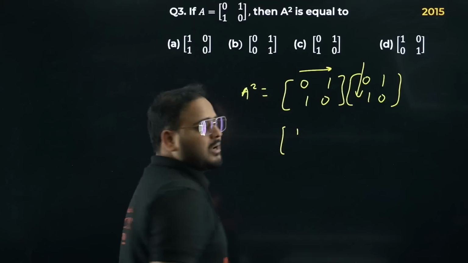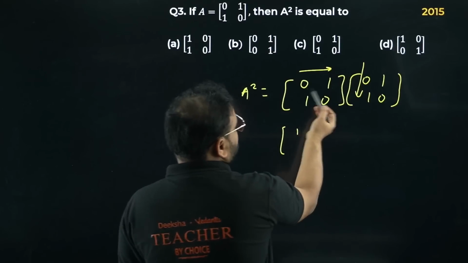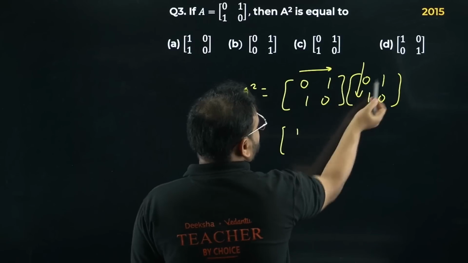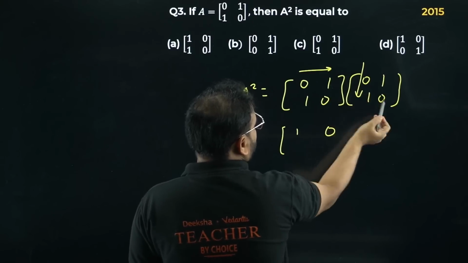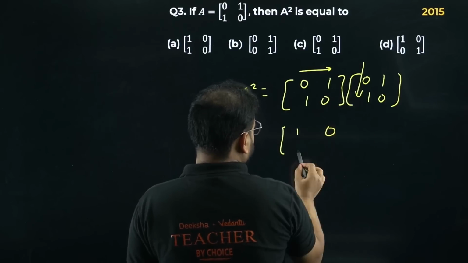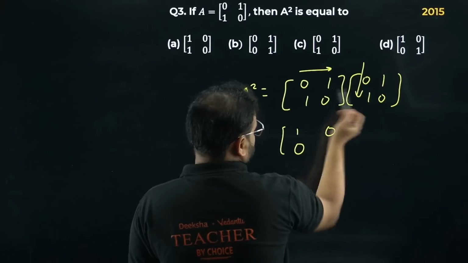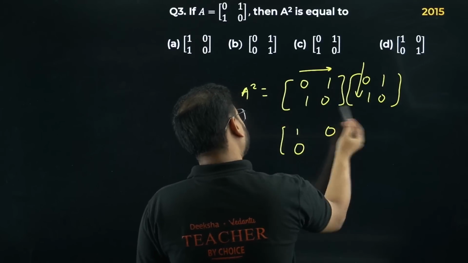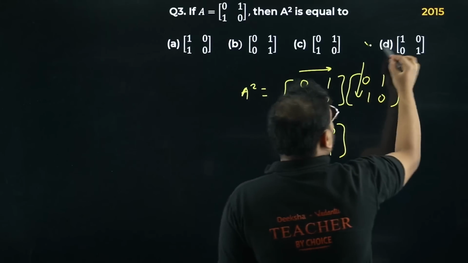Row 2 column, right? That's why you multiply row 2 column. So 0 into 0 is 0, 1 into 1 is 1, and for this you get 0 into 1 is 0, 1 into 0 is again 0, so 0 only. For this I'll get 0 and 0, okay, 1 into 0 is 0, and 0 into 1 is again 0, 1 into 1 is 1. Answer is option D.